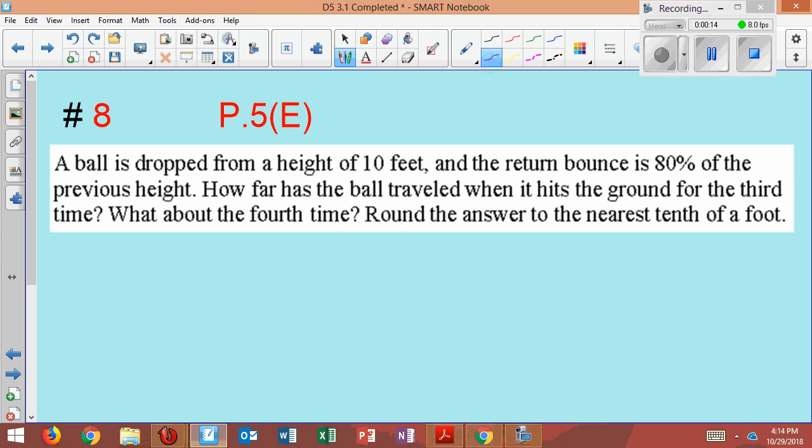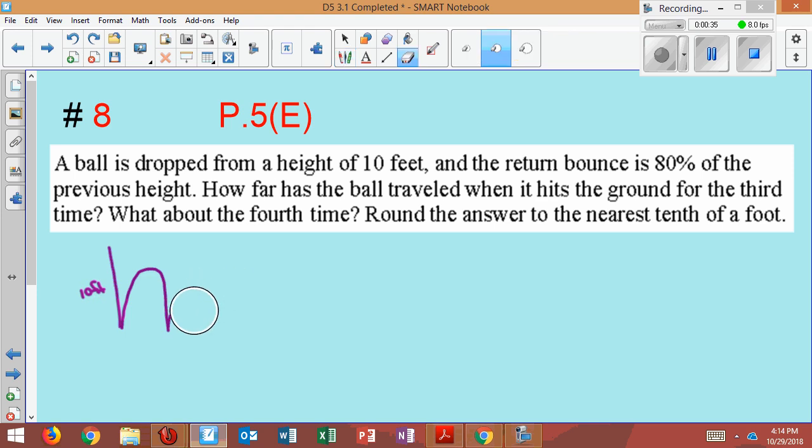Okay, so let's think about this. A ball is dropped from a height of 10 feet. So a ball is dropped like this for 10 feet, and then it hits the ground. And when it hits the ground, it's going to bounce up. And then it's going to come down, and it'll hit the ground again for a second bounce. And as soon as it hits the ground again, it'll bounce up. But this one needs to be less because each time it's 80% of the previous height. So this is what's going to happen. That would be bounce 3, and then one more for bounce 4.